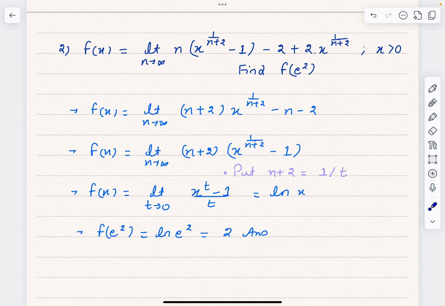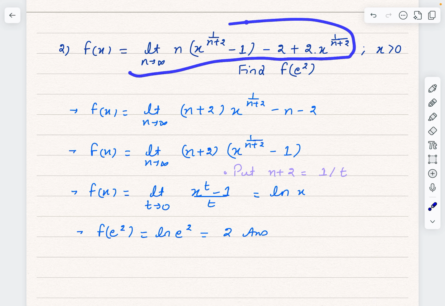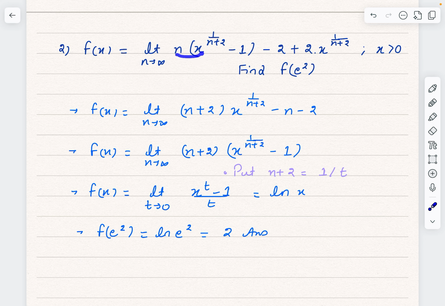See how? We can rearrange this thing. If you just expand this, you get n times x power 1 by n plus 2, and here we have 2 times. So from here, you can take x thing common, you get (n plus 2) x power 1 by n plus 2, minus n minus 2. So again n plus 2 common, you get (n plus 2) into (x power 1 by n plus 2 minus 1). So put n plus 2 as 1 by t. When n tends to infinity, t will tend to 0. So you get the limit as t tends to 0 of (x power t minus 1) by t. There will be nothing but ln x.